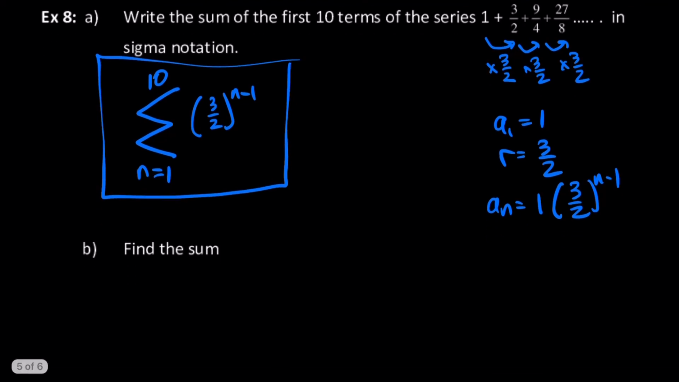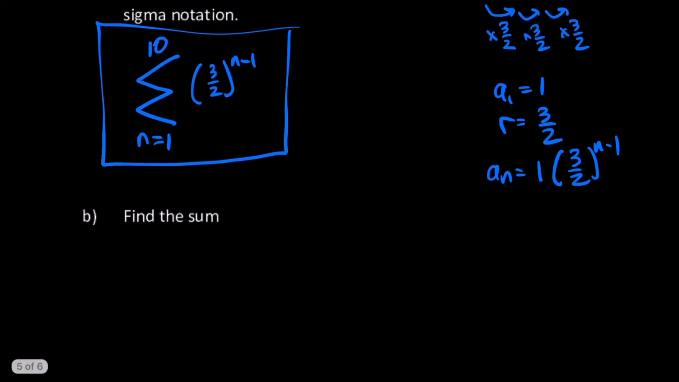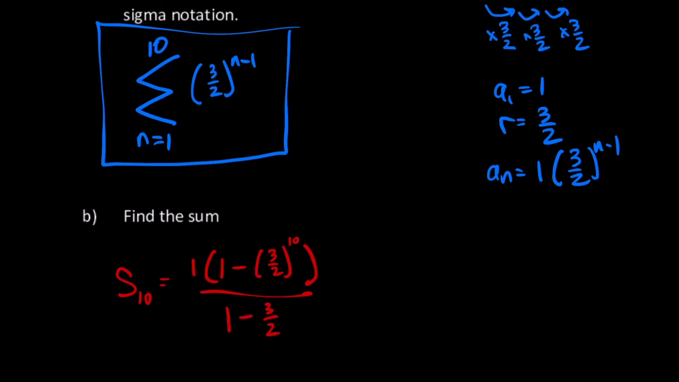Find the sum. Well, now I have to apply the sum of a geometric series, which is a sub 1, that's just 1, times 1 minus r. So again, it's a fraction. You can use a 1.5 if it helps, but I have to take that to the 10th over 1 minus r. So be careful the way you enter this into your calculator. Use your parentheses here, or like I said, you can make that a 1.5 if that's easier.